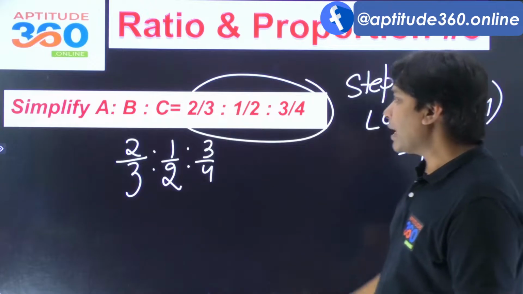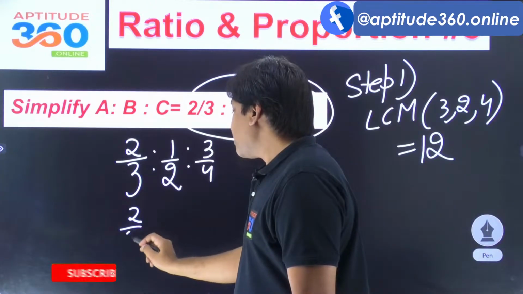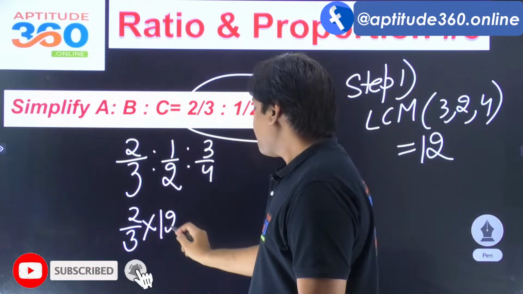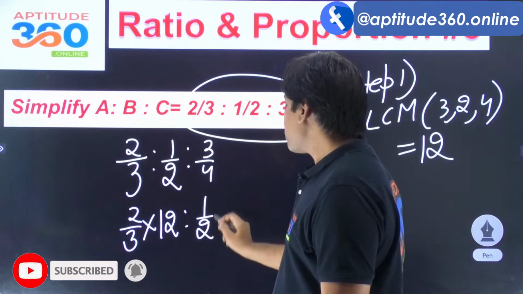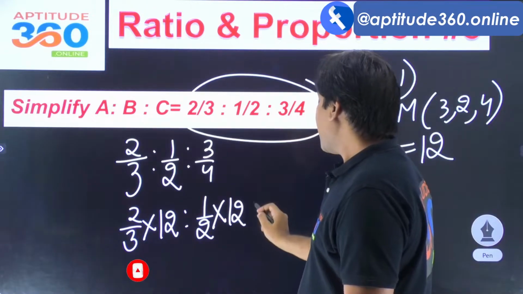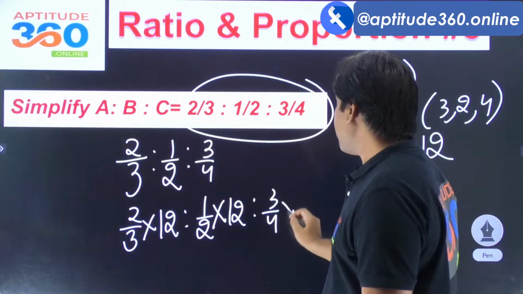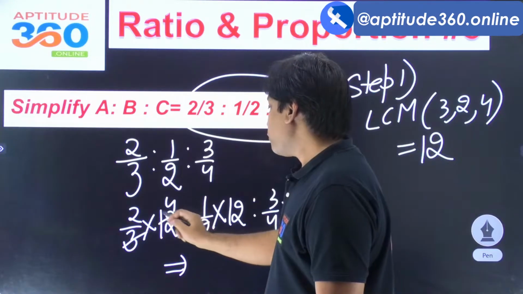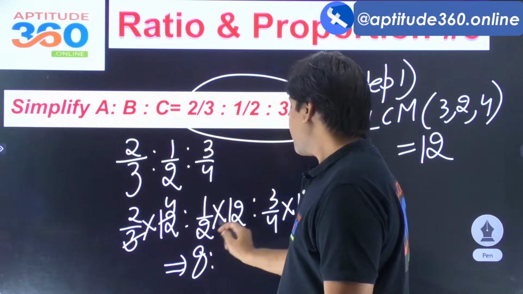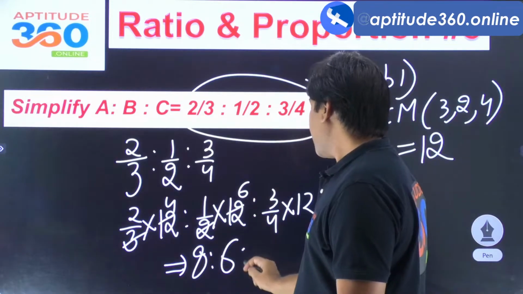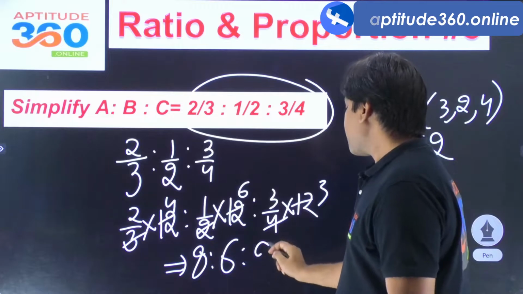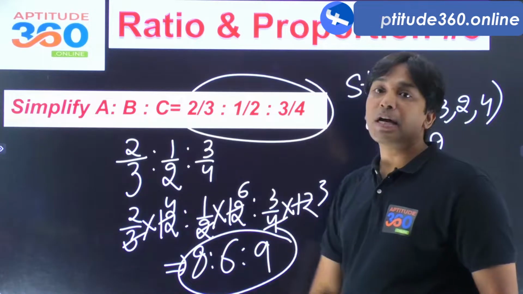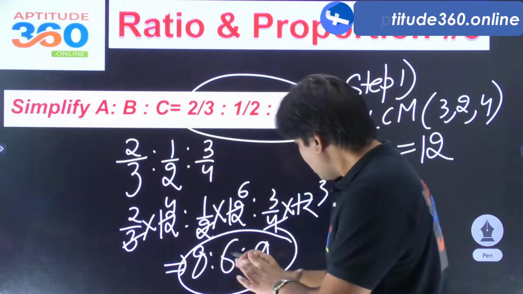ये आ गया 12. अब आप क्या करोगे? इसको भी 12 से मल्टीप्लाई करोगे, the second one will also be multiplied by 12, and 3 by 4 will also be multiplied by 12. So denominators for sure they are gone. So this is what, 4 into 2 is 8, this is 6, and here this is 3 into 3, which is 9. So a is to b is to c is coming out as 8 is to 6 is to 9.